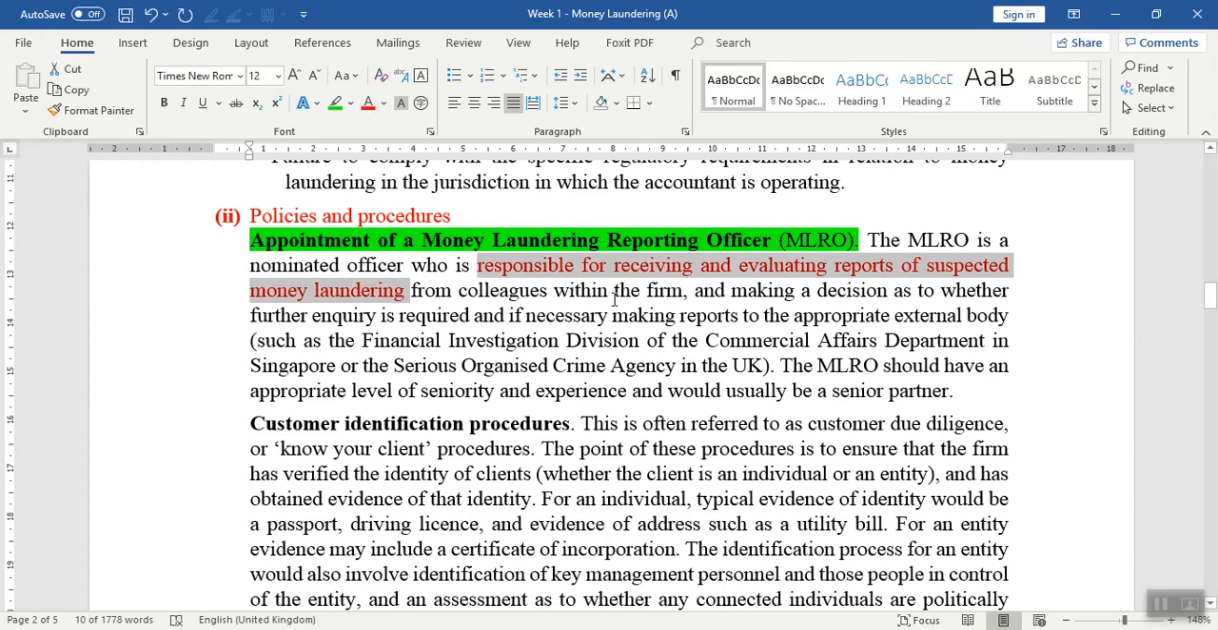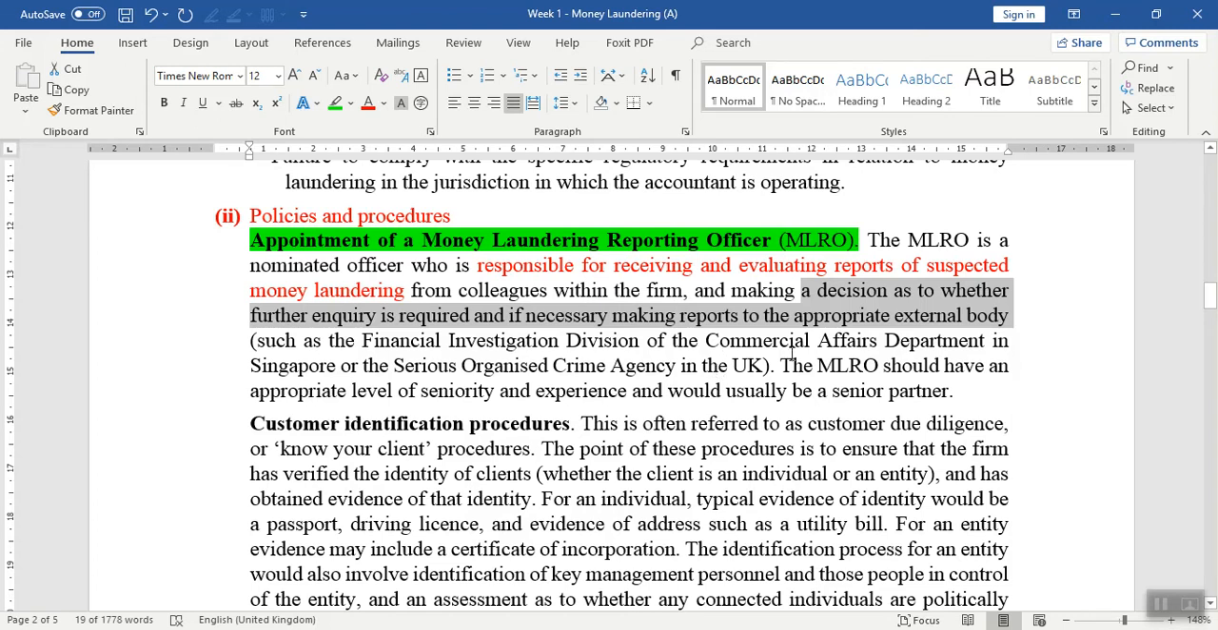What do I mean by colleague? Let's say my audit team goes to audit ABC company, and I find out there is money laundering. So I report back to my audit firm's MLRO. This is called colleague. Then they will decide whether an inquiry is needed and if it is necessary to report to the appropriate external body, the crime agency. In Malaysia you have another name.